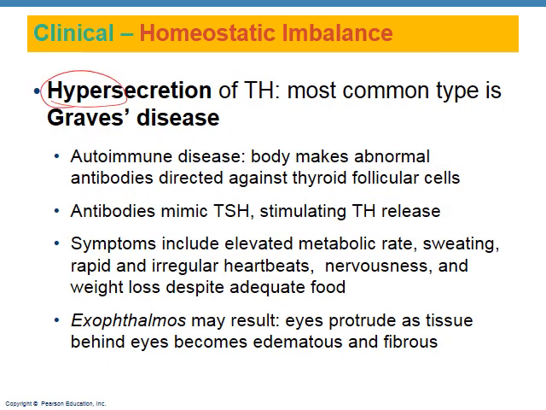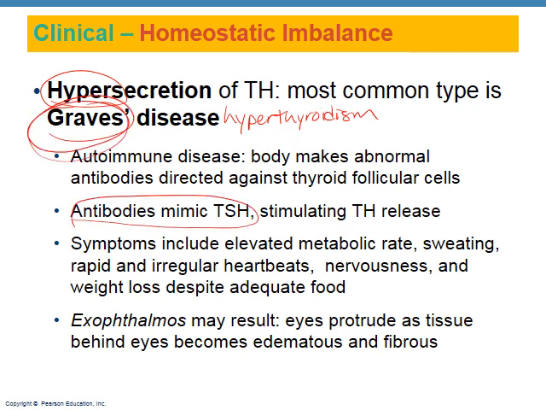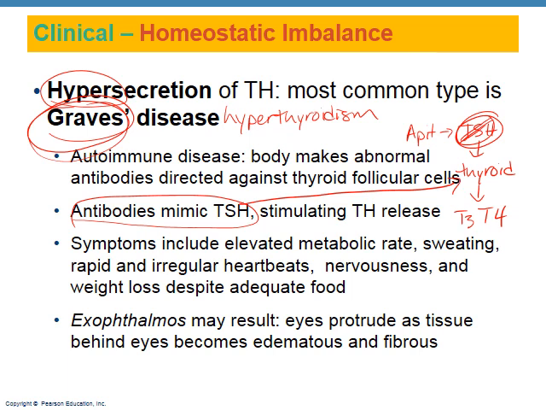So here we have hypersecretion. You might also see hyperthyroidism. Most common type is Graves' disease. So this is when we have antibodies that mimic TSH. So remember, TSH comes from your anterior pituitary, and it causes your thyroid to make T3 and T4. So let's say this isn't being released, but now you have this mimic. So this antibody is mimicking TSH, and it's telling your thyroid, make more, make more. So what happens to your T3, T4? You just start making tons and tons of T3 and T4.